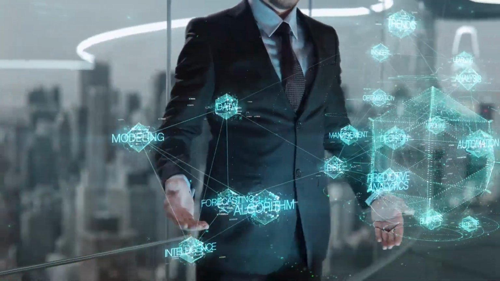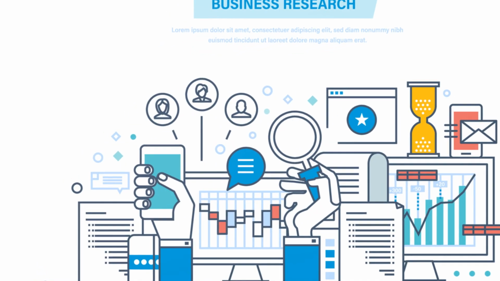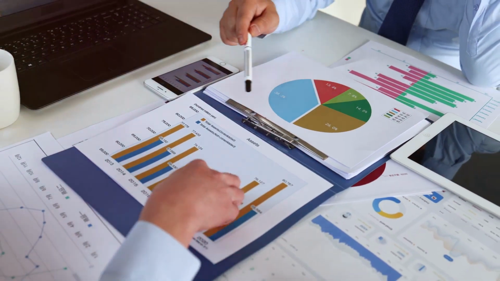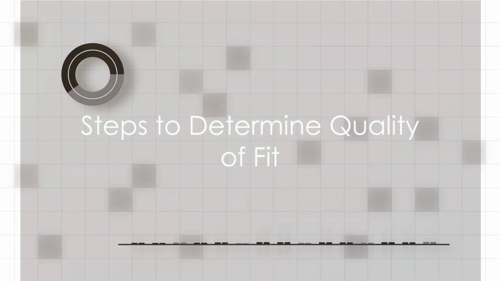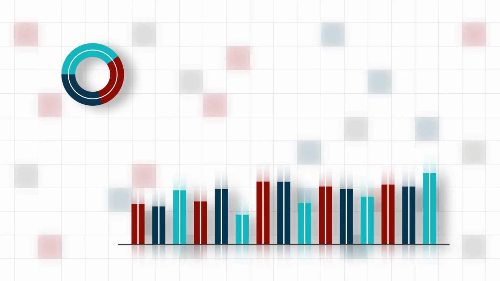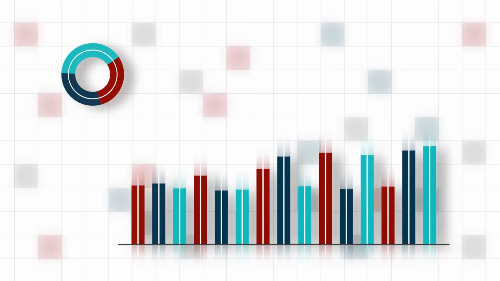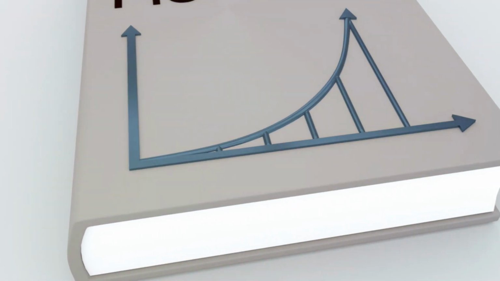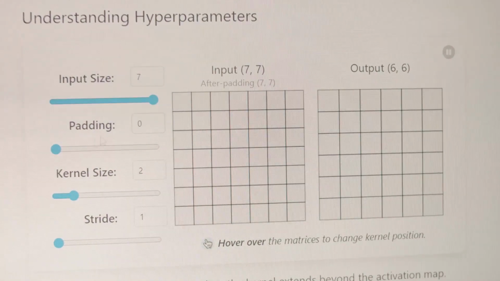Determining the quality of fit isn't a process shrouded in mystery. It's a systematic, step-by-step method that provides clarity and purpose to your linear model. Step 1. Plot the residuals. A residual in this context is the difference between the observed value and the value predicted by the model. If the model fits well, the residuals will be randomly scattered around the horizontal axis.